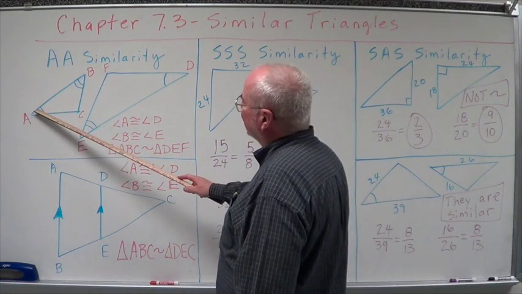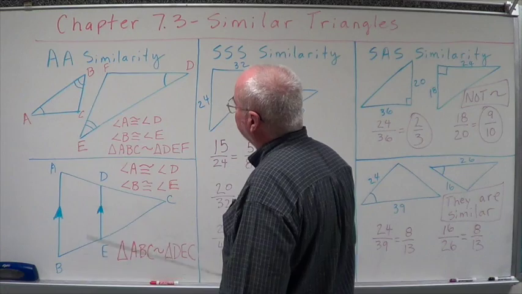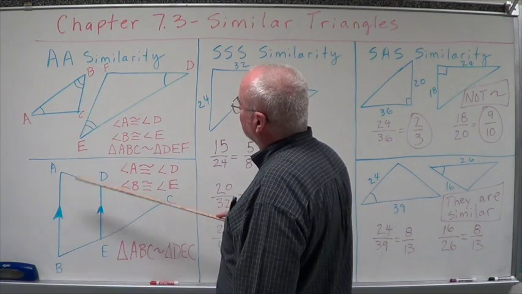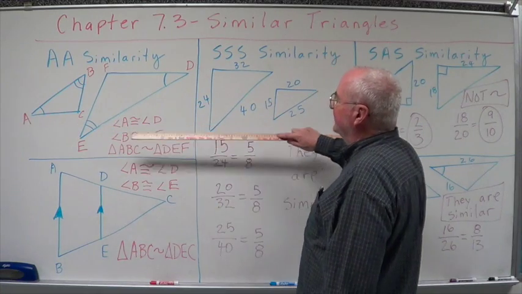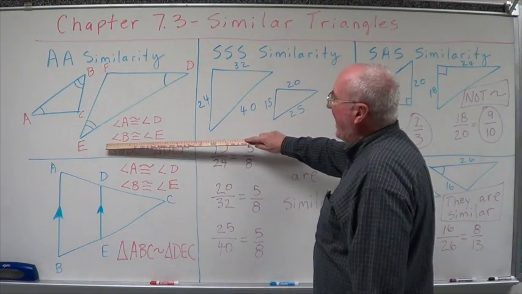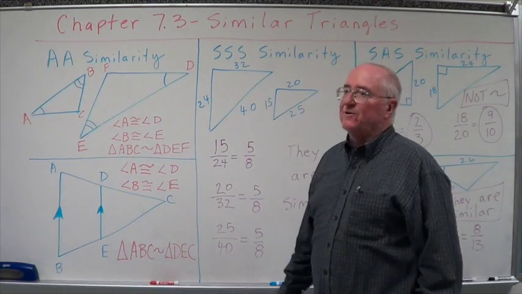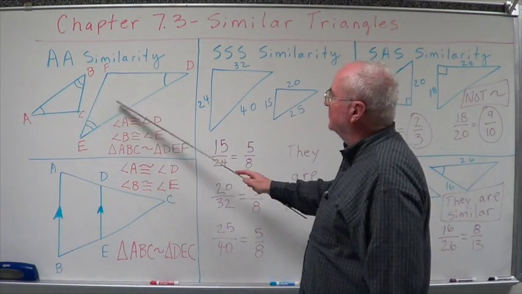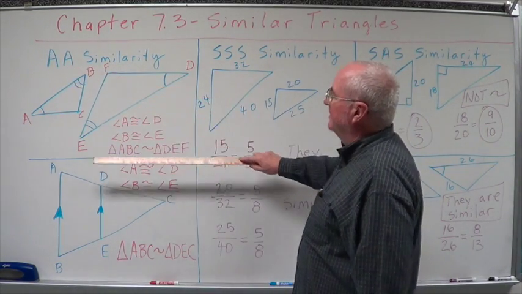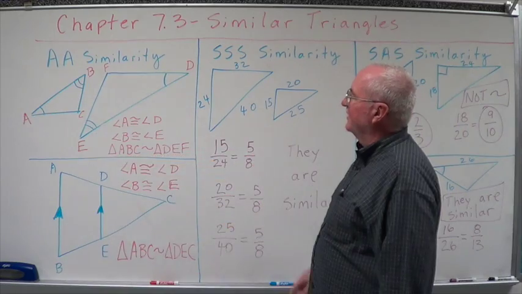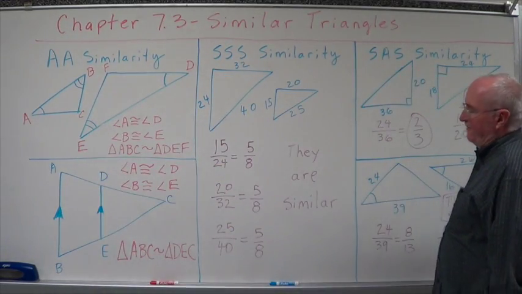They're marked. This says that this angle A is congruent with this angle D. It says that this angle B is congruent with this angle E. Therefore, because angle A is congruent with angle D and angle B is congruent with angle E, I've got two different angles on this triangle congruent to two different angles on this triangle. Then through AA similarity, triangle ABC is similar to triangle DEF.